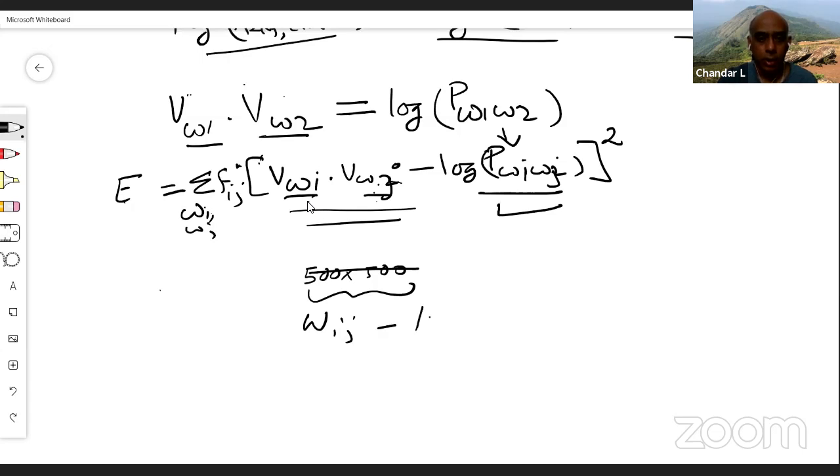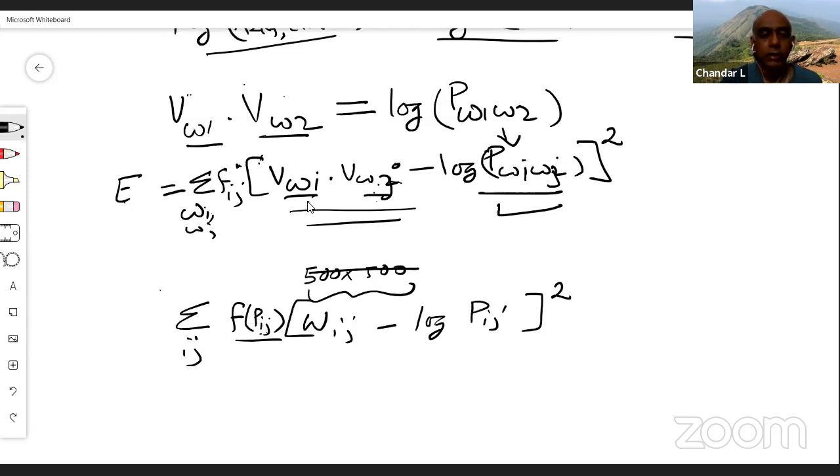And then you have log of Pij, which is something you know. You have a whole square, and then you are summing over all possible ij's, and you have an f, a weighting factor, which is made to depend on these Pij's. Okay. So why is this done? This weighting factor is made to depend on Pij because you want it to have a high value only if Pij is high. So that is why you have this weight, and this error is minimized.